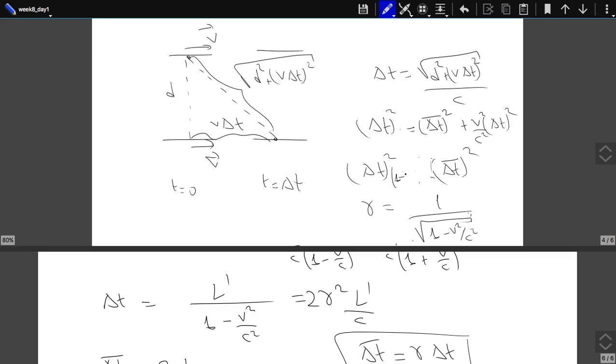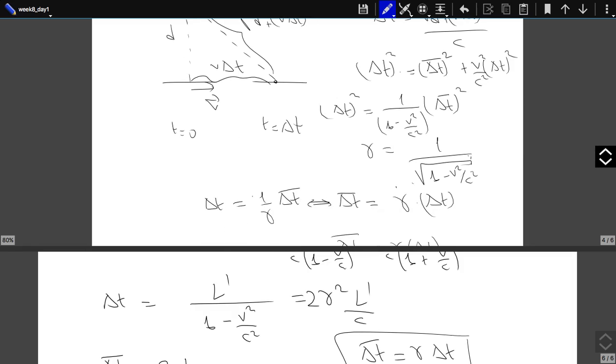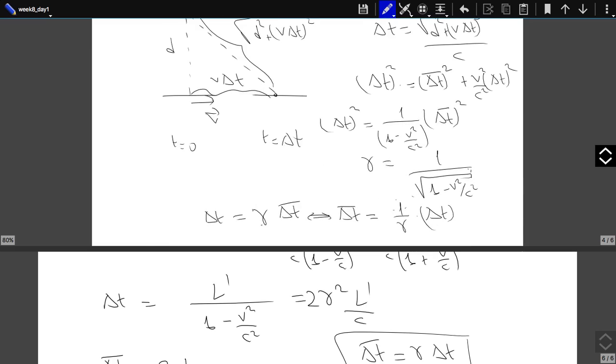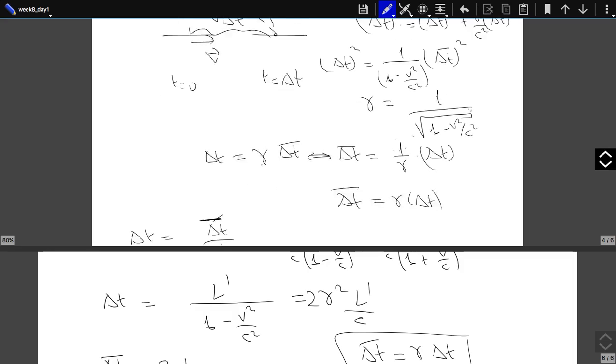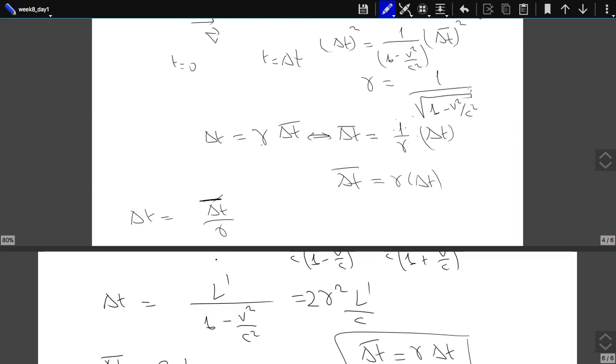Delta T squared times 1 minus V squared over C squared. You see, delta T squared is equal to 1 over (1 minus V squared over C squared) times delta T bar squared. If I make this definition, gamma is this one. Here I have a gamma over here. So here is 1 over gamma. So delta T bar is 1 over gamma times delta T.